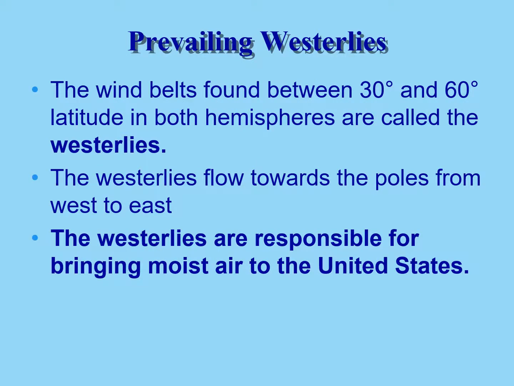Your prevailing westerlies are the wind belts found between 30 degrees and 60 degrees latitude in both hemispheres, and they're called your westerlies. They flow towards the poles from west to east. They are what are responsible for bringing our moist air to the United States.